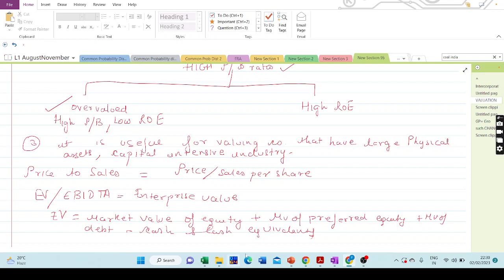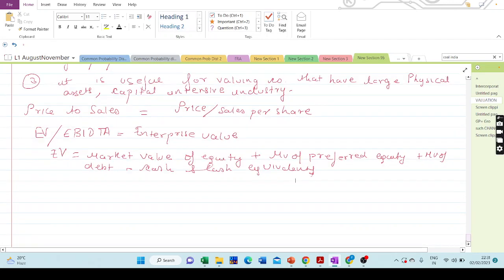Now, what is the intuition behind enterprise value? Basically, enterprise value tells what an acquirer would pay if it were to acquire a target at the current point of time. What an acquirer would have to pay. So there is some big company that wishes to acquire some small company. What would the acquirer have to pay to acquire this small company at the current point of time?